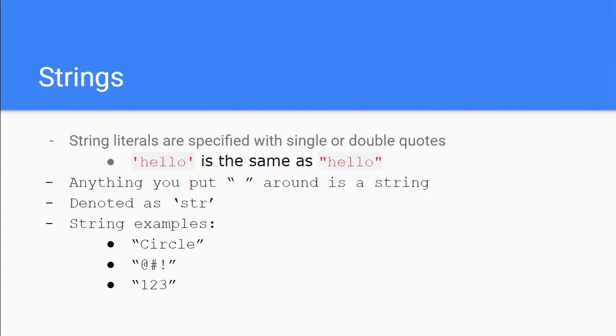They could be words like circle. They could be simply random letters together. They could be characters like hashtag, exclamation mark, question mark, dollar sign. They could also simply be numbers like 1, 2, 3. But in order for it to be a string, there has to be a quotation mark around it, because if it doesn't have a quotation mark around it, it's not really a string.